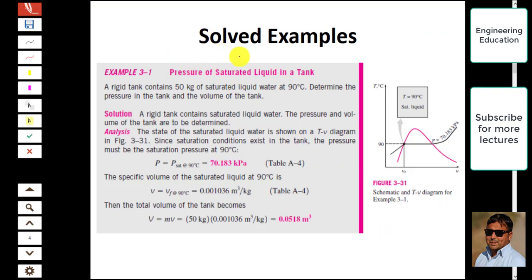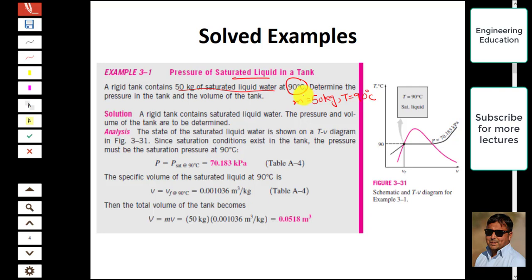This is a solved example regarding the saturated liquid state. A rigid tank contains 50 kg of saturated liquid water at 90 degrees centigrade. Determine the pressure in the tank and the volume of the tank. Here we have been given the mass, that is 50 kg, and we have to find the pressure and volume of the tank. Also the temperature is given, that is 90 degrees centigrade.